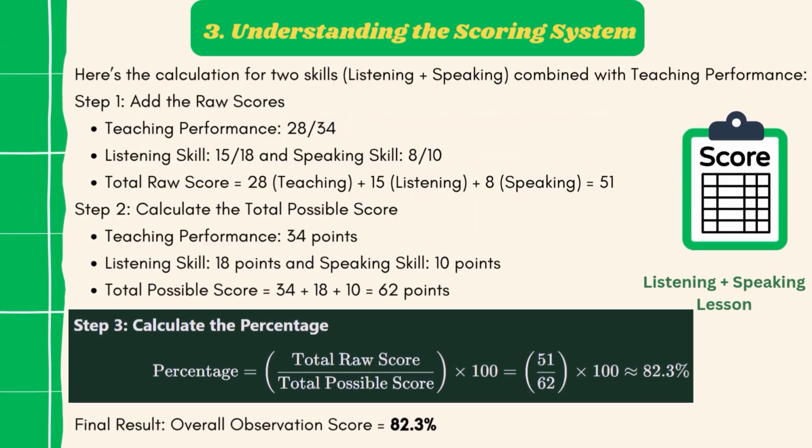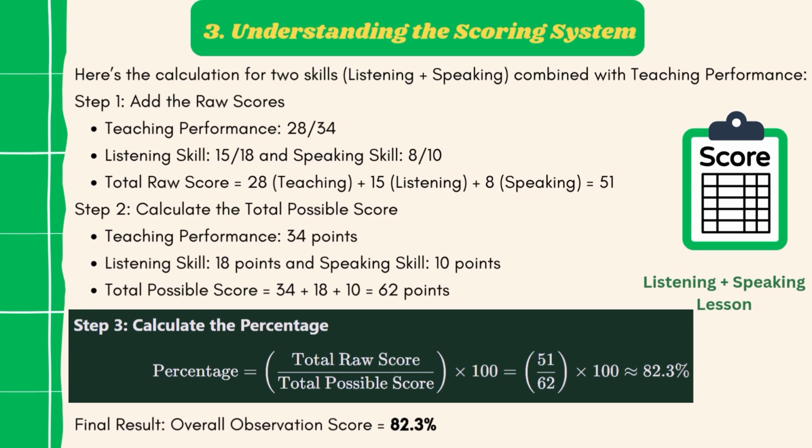You may wonder about the percentage calculation of teaching 2 skills for the classroom observation. Here's the calculation for 2 skills, listening and speaking, combined with teaching performance. Step 1. Add the raw scores. The teacher gets 28 out of 34 in teaching performance observation part, and the teacher's skill-based observation score is 15 out of 18 in listening skill and 8 out of 10 in teaching speaking skill.